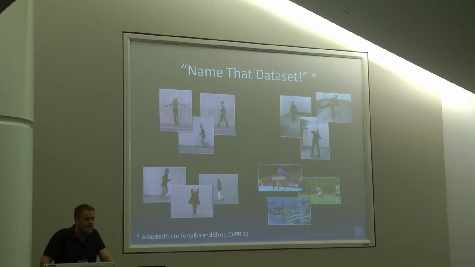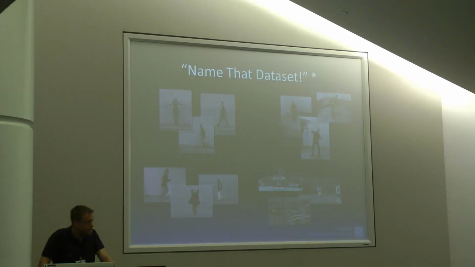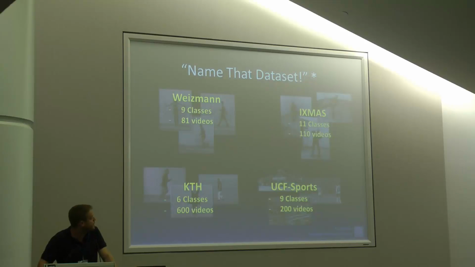If you have any experience working with action recognition, I'm hoping that you can very easily tell that this is the Weizmann set. This is the IXMAS set, the KTH set, and the UCF Sports set. Following Torralba and Efros' conclusion, a warning: if you can easily tell the difference between the benchmarks just by looking at them, that means that the benchmarks carry with them a very large bias.